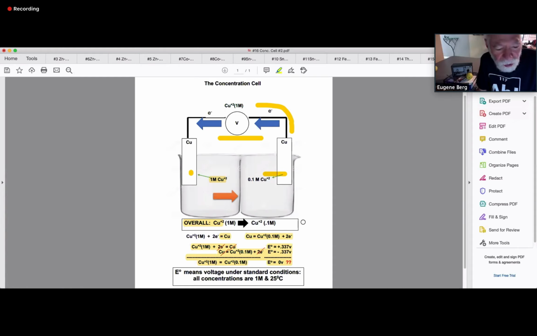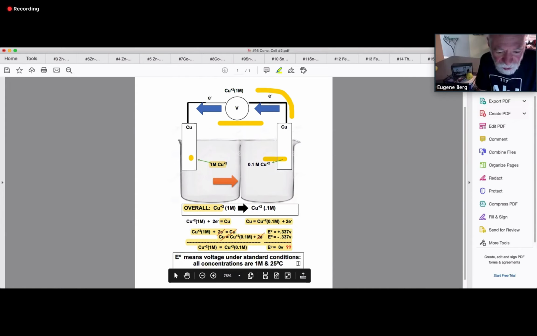Okay, now let's look at the cell voltage. The left-hand compartment is the opposite of what's on your chart. If you look on the chart, copper 2 to copper metal is a flip of what's on the chart, so that's going to be a positive 0.337 volts. You change the sign. And the bottom half reaction is a copy of what's on your chart, so it'd be negative 0.337 volts. And again, we get zero voltage.